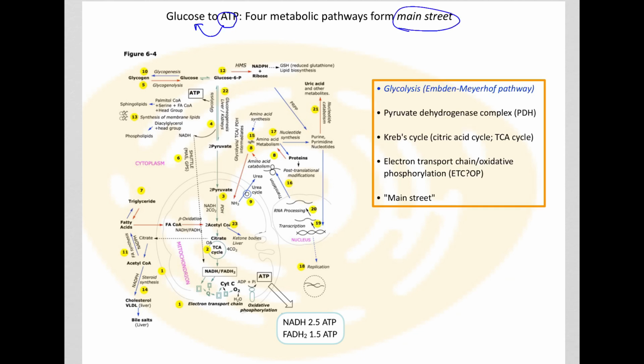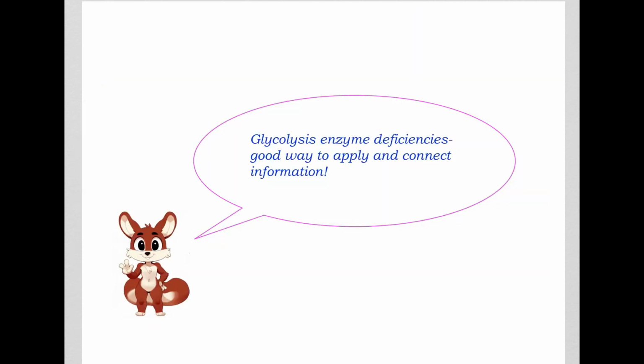This highway that we call Main Street is composed of glycolysis, PDH, Krebs cycle, and the electron transport chain coupled to oxidative phosphorylation. In the last video, we focused on glycolysis, also known as the Embden-Meyerhof pathway. Going through the glycolysis pathway defects will help us apply glycolysis and understand its connections with human physiology.